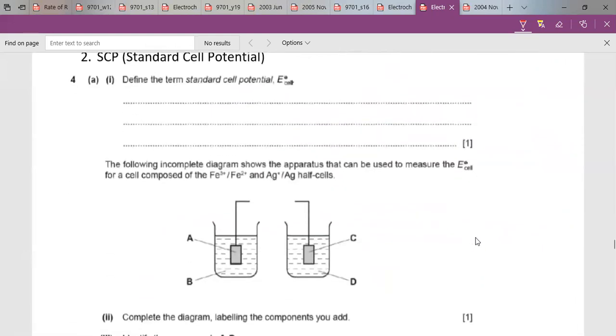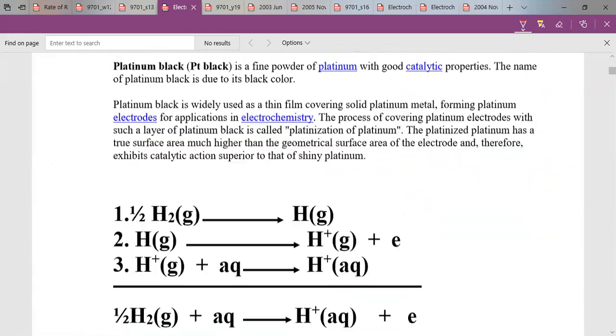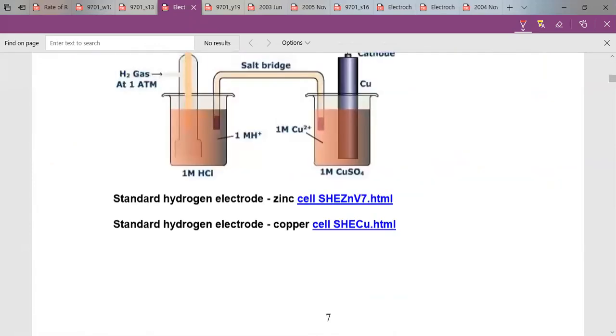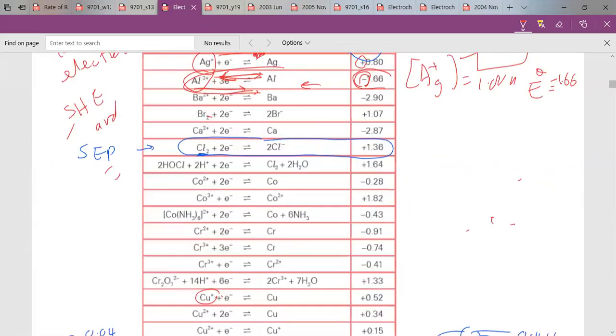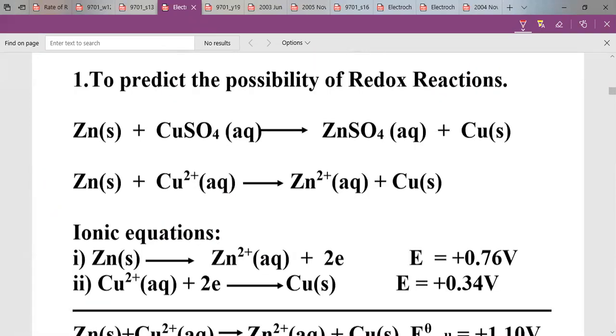Now here I want to go. See, earlier part I did SEP and SCP together. Now this is really SCP. I'm going to show you here. Now this one, of course, is your Daniel cell. I'm going to start with this one here. So I mixed it all together, but never mind.